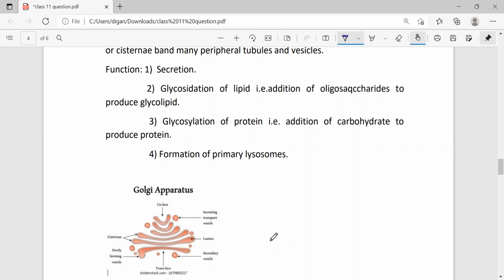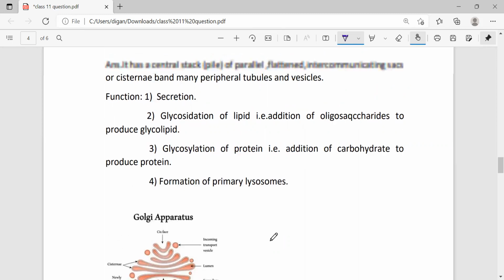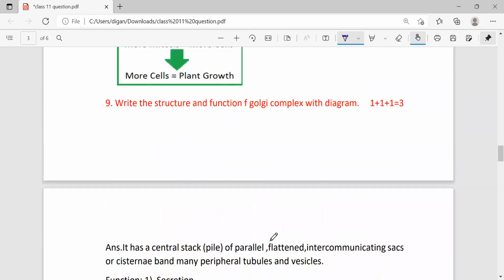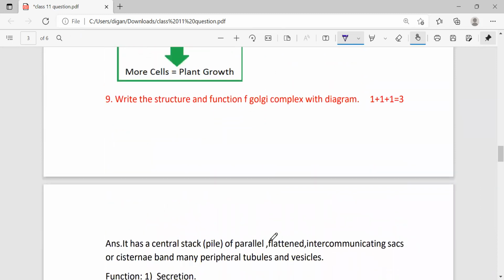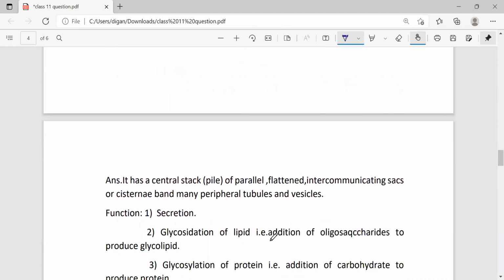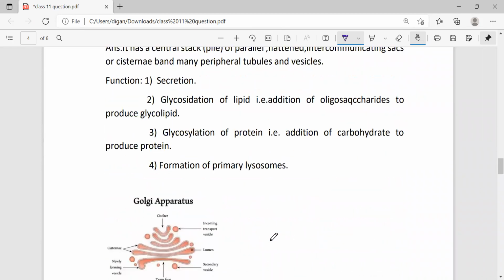And here I am showing you 4 functions. This question carries 3 marks: 1 mark for structure, 1 mark for diagram, and 1 mark for function. So if 1 mark comes for the function, you just write any 2 functions, that will be sufficient. If 2 marks come, then you have to write all these 4 functions.